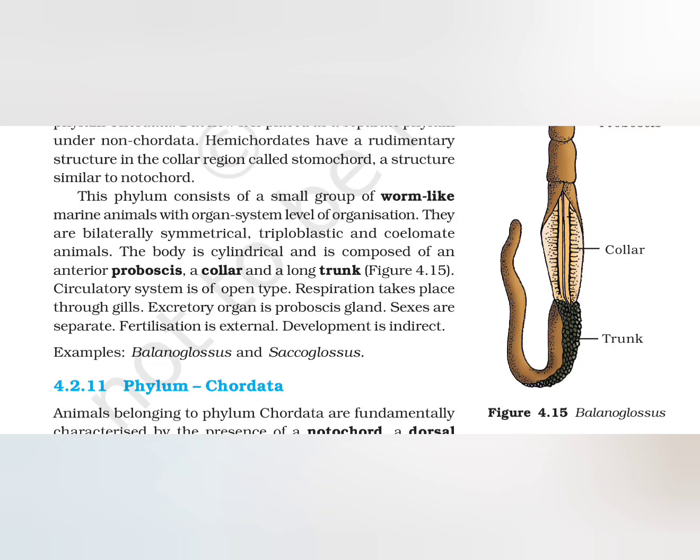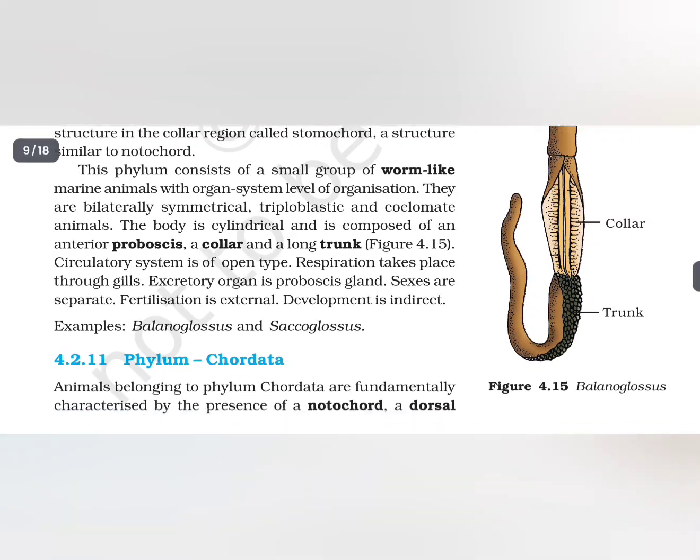The body is cylindrical and is composed of an anterior proboscis, a collar, and a long trunk. Circulatory system is of open type. Respiration takes place through gills. Excretory organ is proboscis gland. Sexes are separate. Fertilization is external. Development is indirect. Examples: Balanoglossus and Saccoglossus.